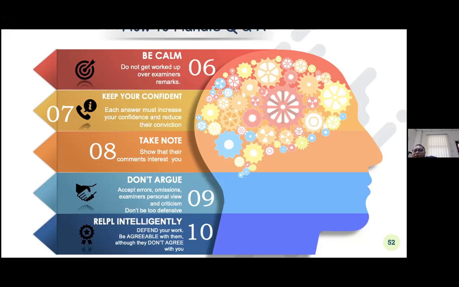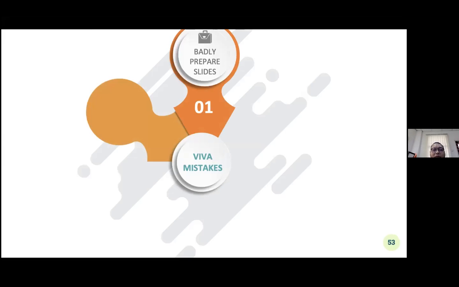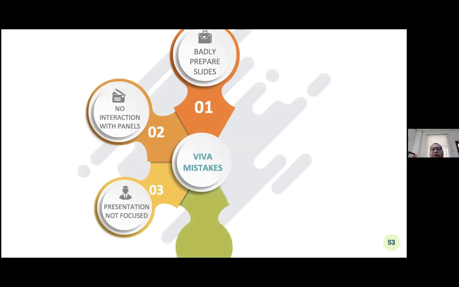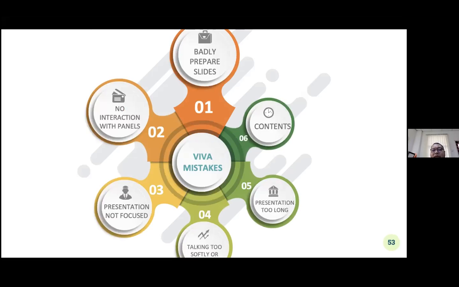This type of defense is not intelligent enough to me. Okay, so these are the things that need to be considered. Try to avoid these mistakes. The first thing, the badly prepared slide. This one is very important.